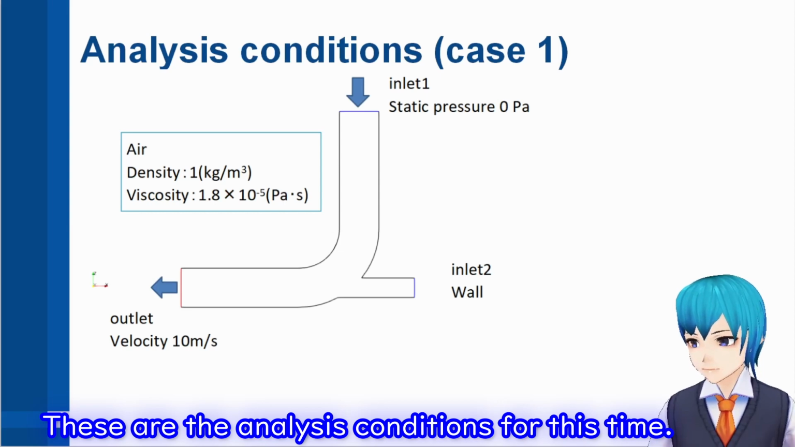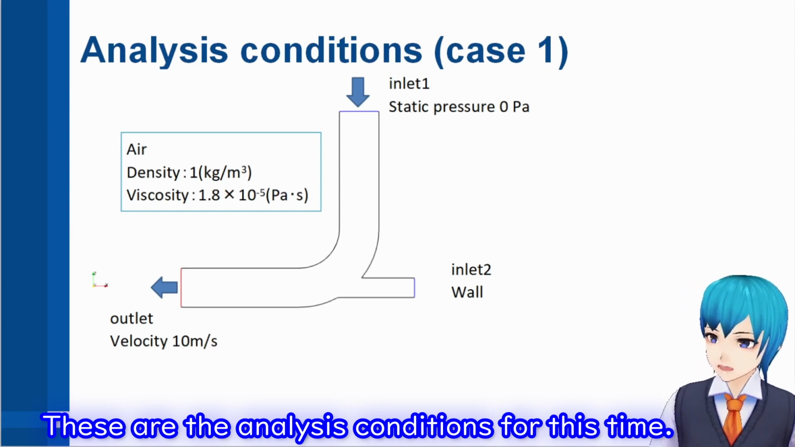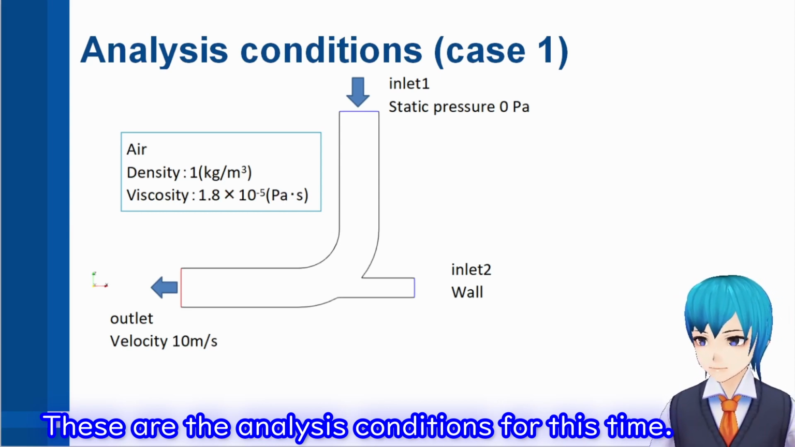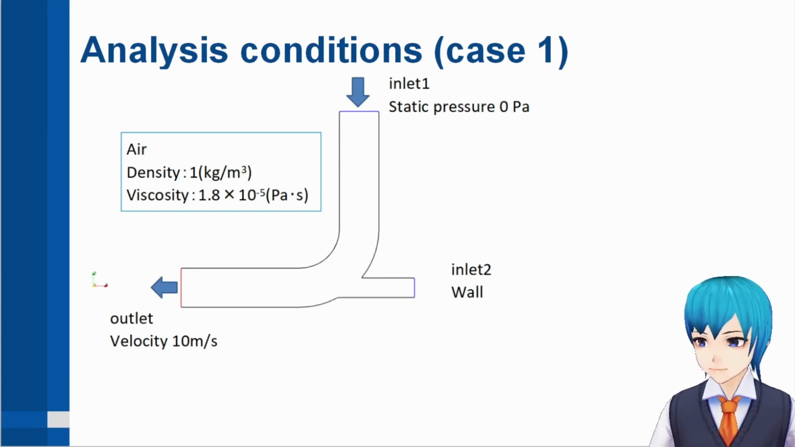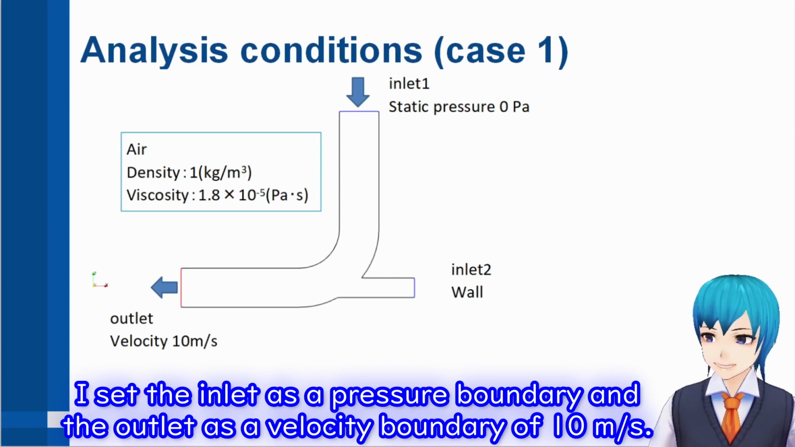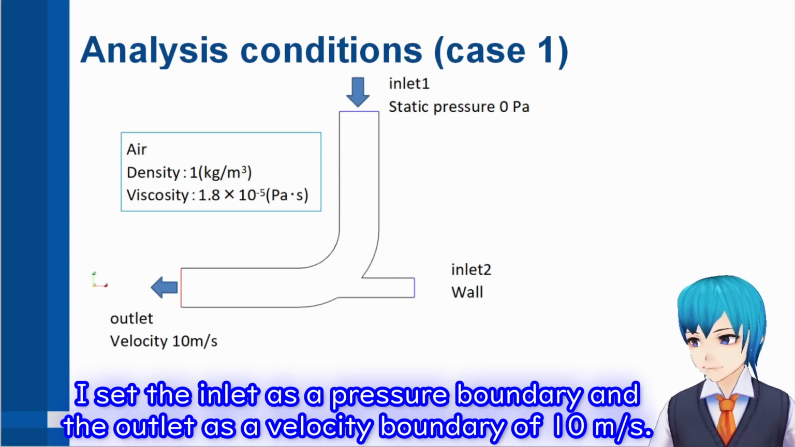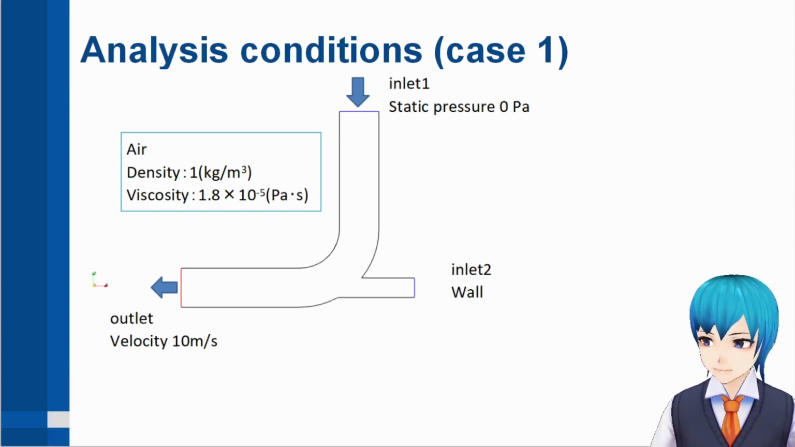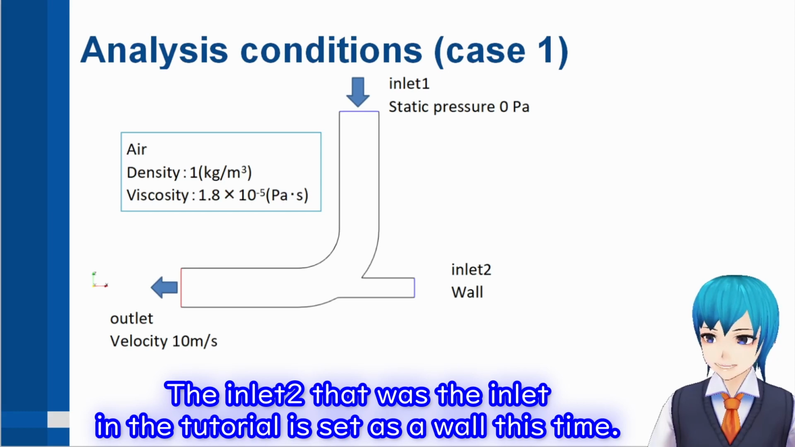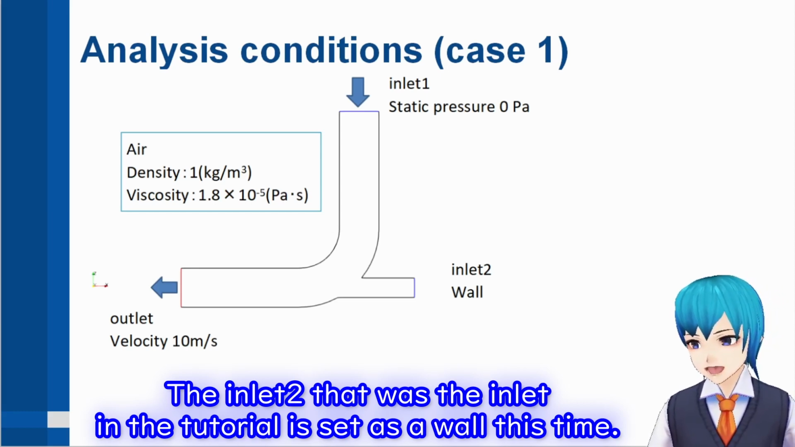These are the analysis conditions for this time. I use air as a fluid. I set the inlet as a pressure boundary and the outlet as a velocity boundary of 10 meters per second. The inlet 2 that was the inlet in the tutorial is set as a wall this time.